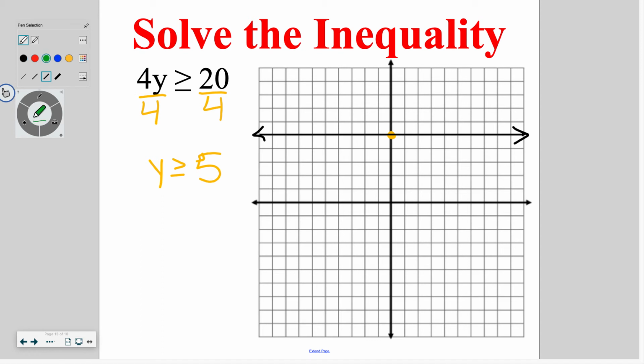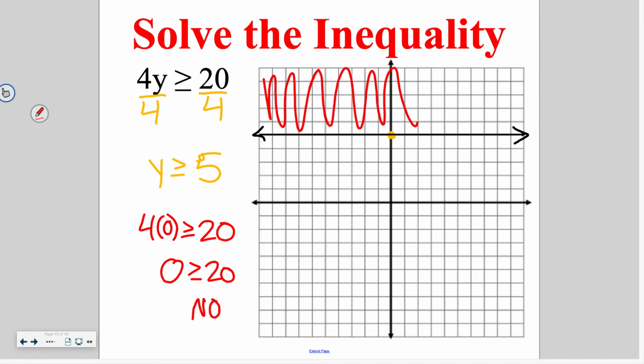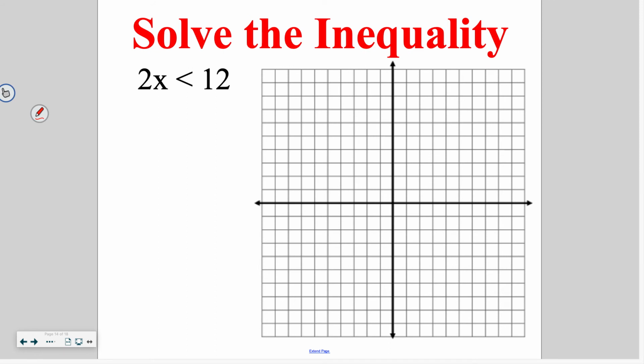Again, plug into that original equation. 4 times 0 is greater than or equal to 20. 0 is not greater than or equal to 20. So we are shading above that line, away from the point 0, 0, because it's not part of my solution. Go ahead and try this one on your own.